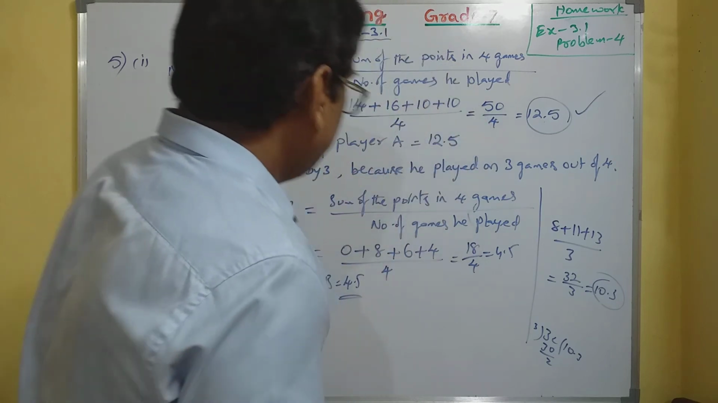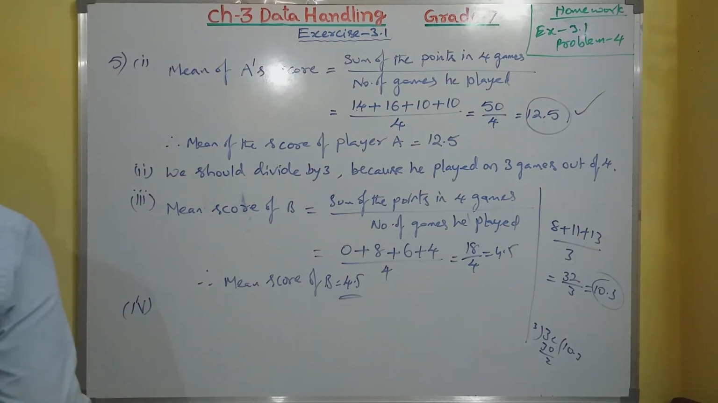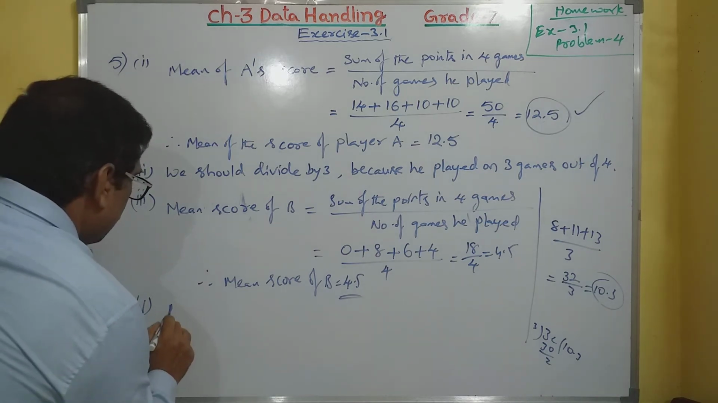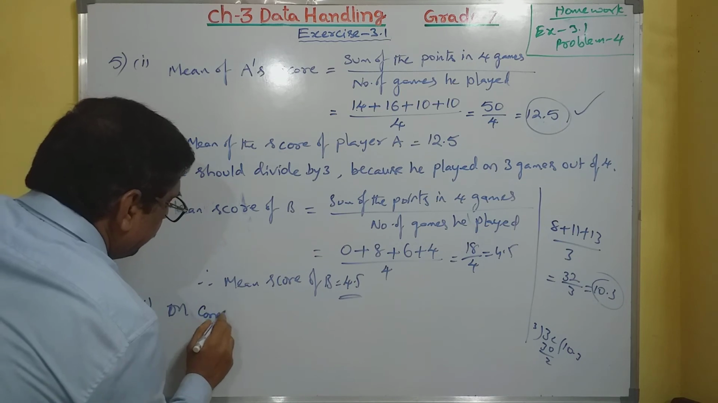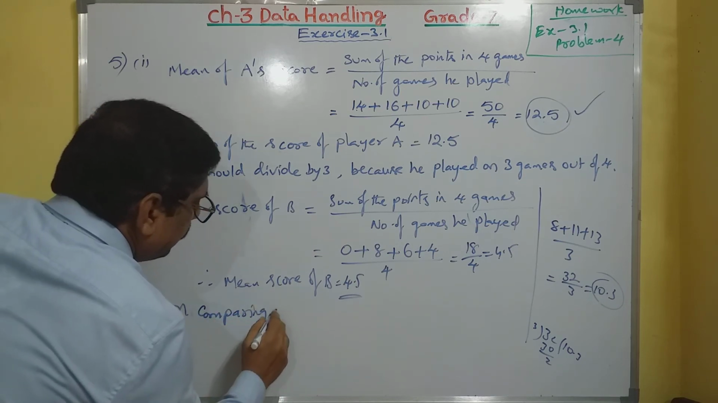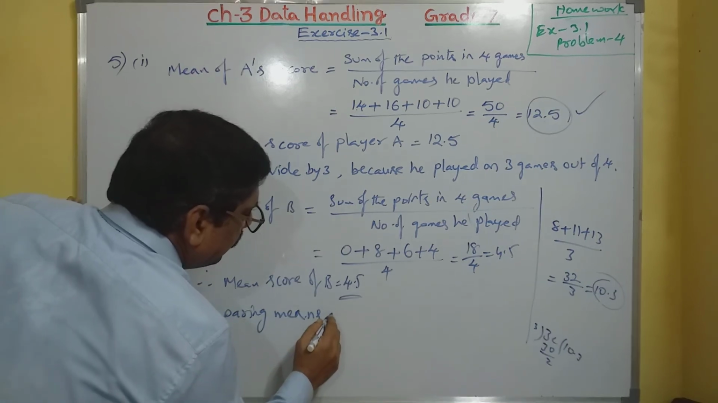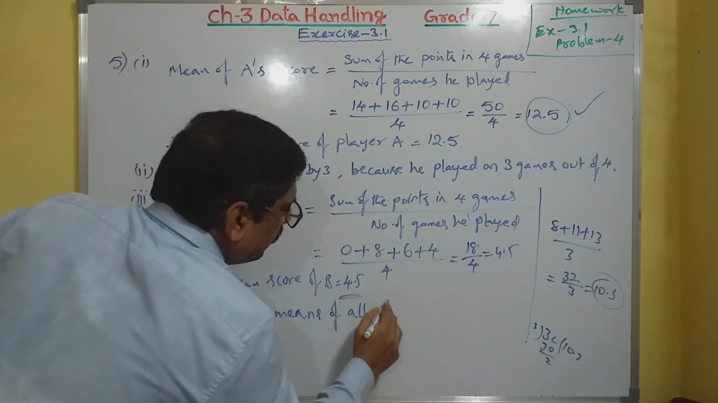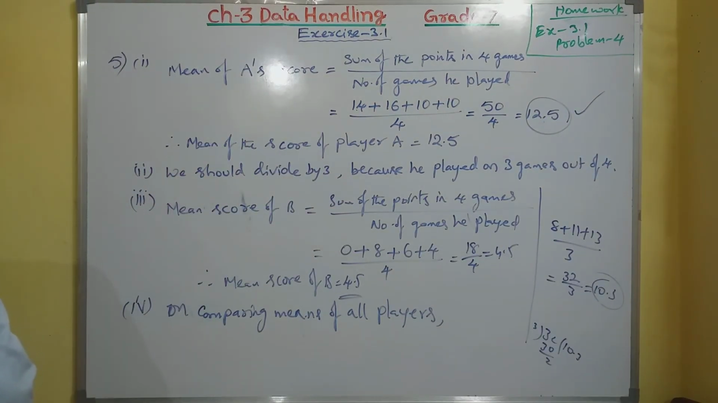So on comparing, now let us write the answer for the 4th question. On comparing the means of all players, we can say that A is the best player.